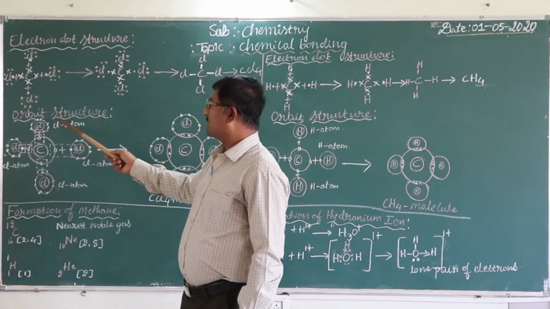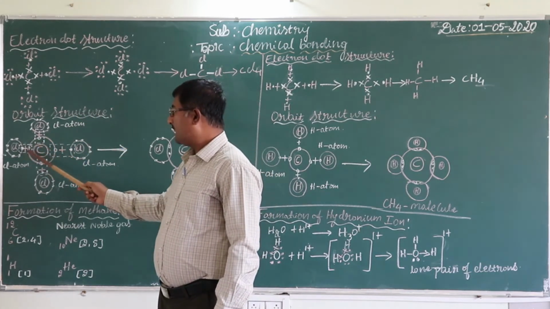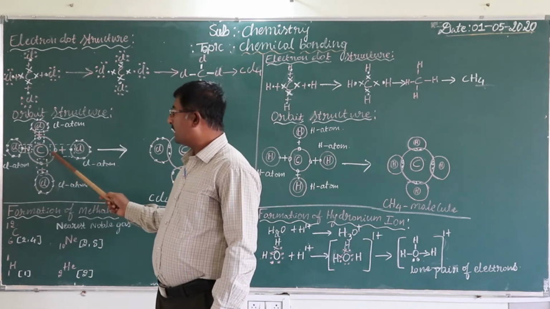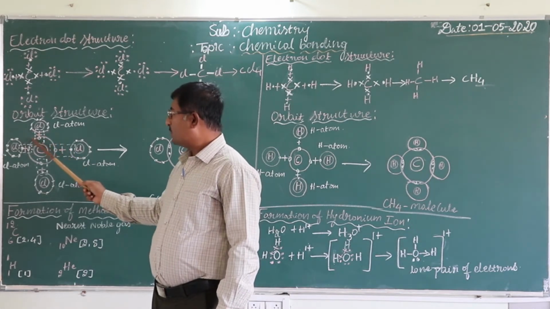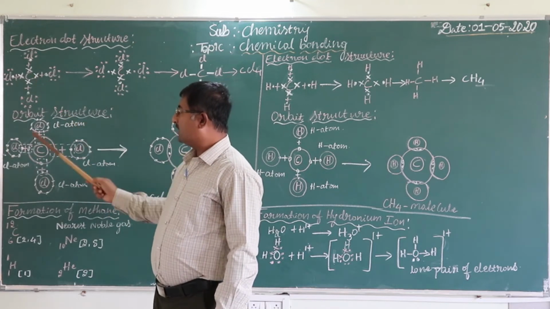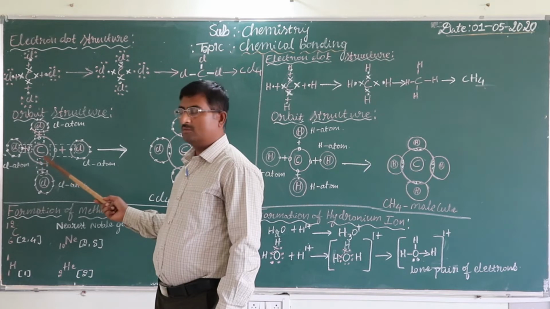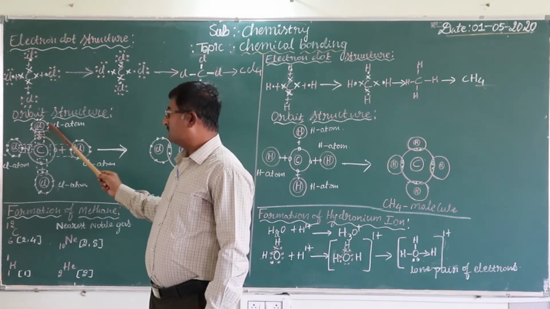Next we will go to the orbit structure. Orbit structure means the structure of the atom we are writing. For carbon, only the outermost orbit we are writing. How many electrons are there in the outermost orbit of carbon? 4 electrons are there. So I have taken 4 circles. Circles we have to write. Here I have taken X, here circles. If you want, X also you can take. That is also correct. For chlorine atoms I have taken dots.